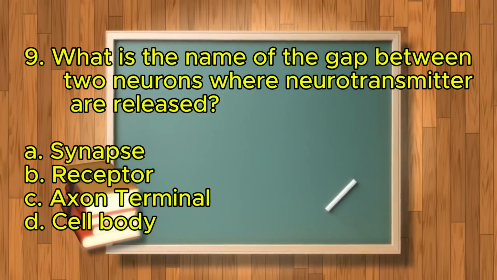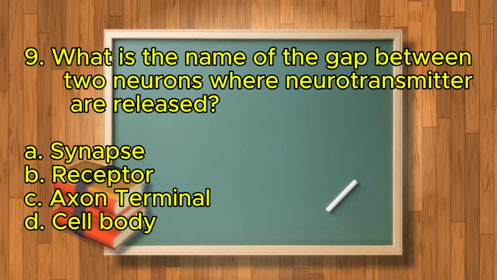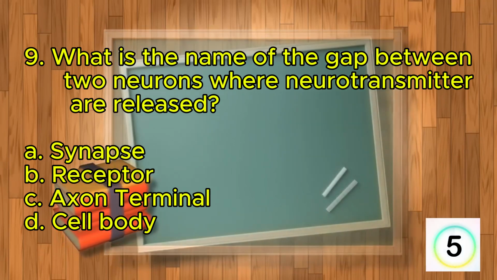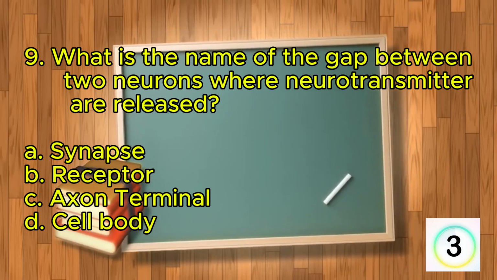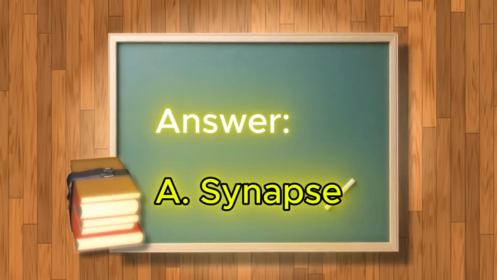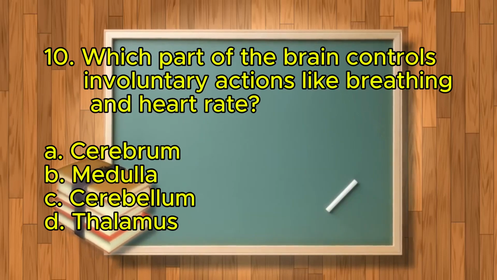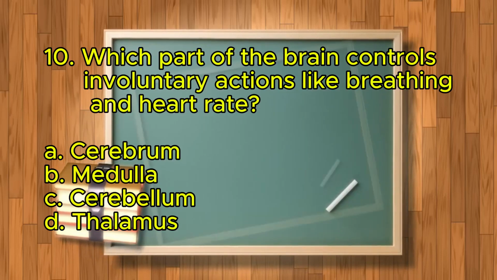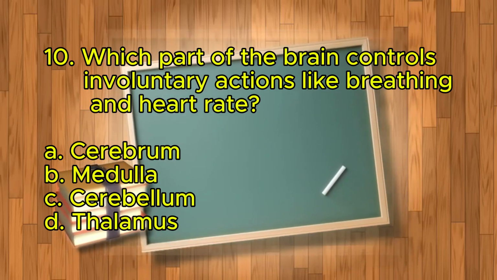A. Synapse. B. Receptor. C. Axon terminal. D. Cell body. Answer. A. Synapse. 10. Which part of the brain controls involuntary actions like breathing and heart rate?